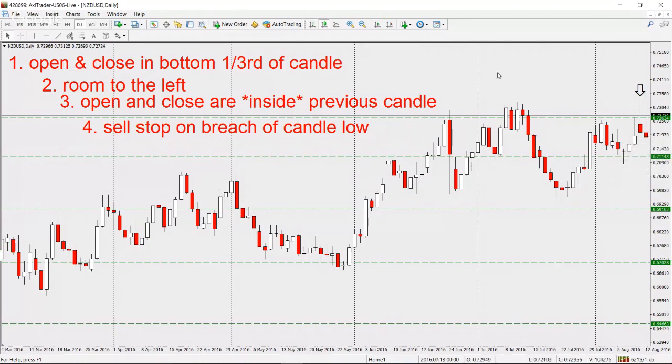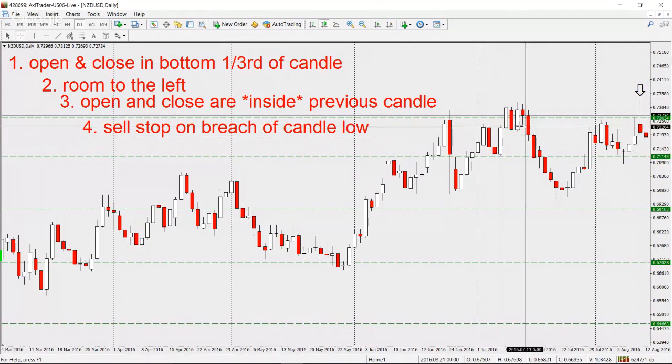The open and close are in the bottom third of the candle, there's room to the left. The open and close are inside the previous candle's range, and then you put a sell stop below the low. Again, the stop loss goes above the high. The sell stop goes a few pips below the low. So in the case of this daily Kiwi candle, we'd be looking at about 160 pips of risk.